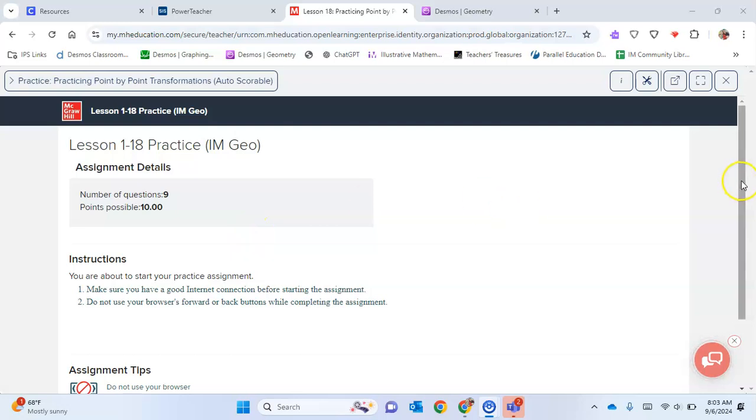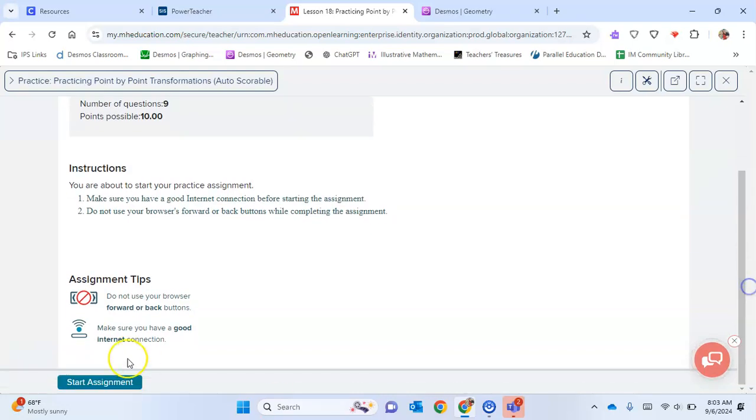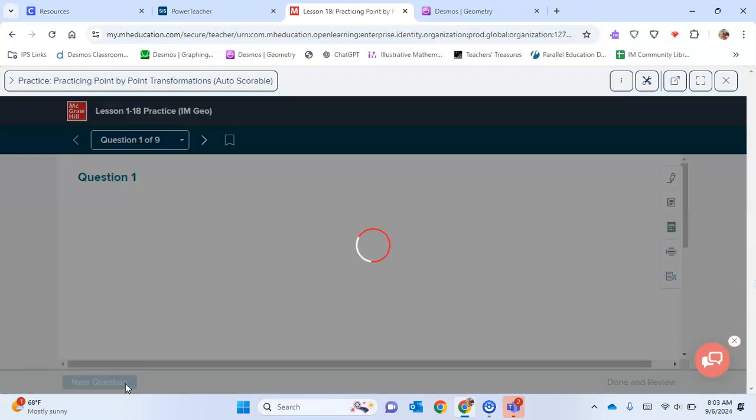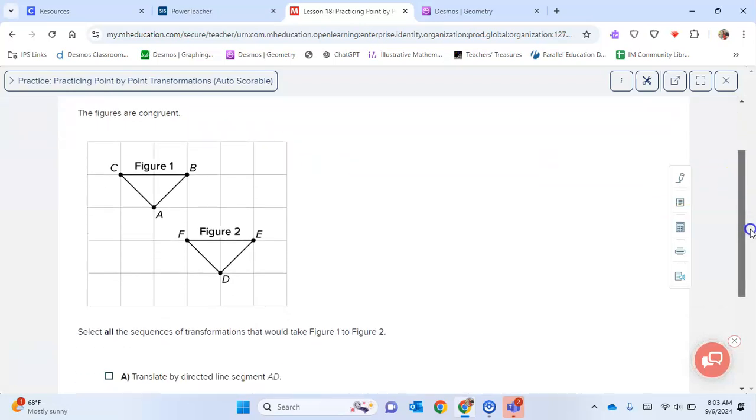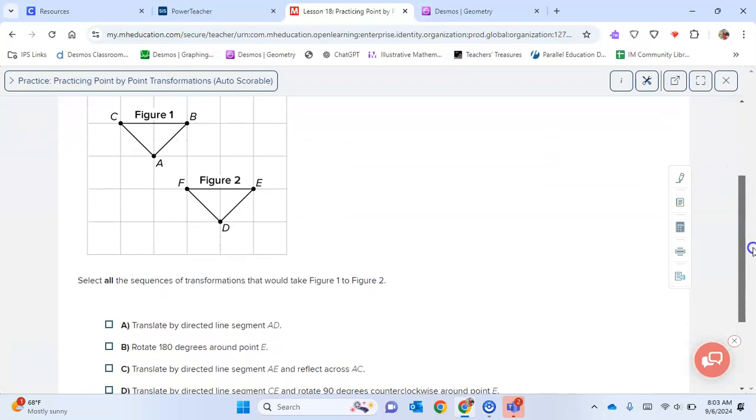Lesson 1-18 Practice. Practicing point-by-point transformations. Question 1. The figures are congruent. Select all the sequences of transformations that would take figure 1 to figure 2.